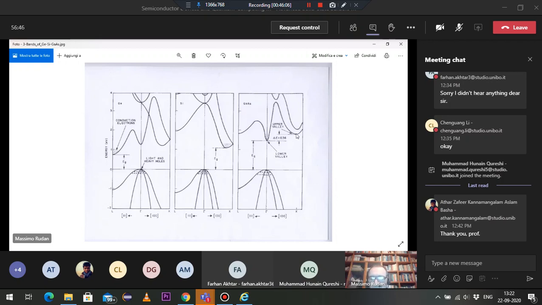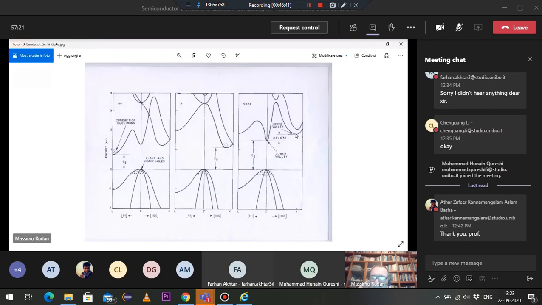The minima of the conduction band are also called valleys, and also the maxima of the valence band are called valleys. So you see in the figure, there is indicated here upper valley and lower valley. Out of equilibrium, some electrons in gallium arsenide may move in energy from the lower valley to the upper valley. So they become more energetic.